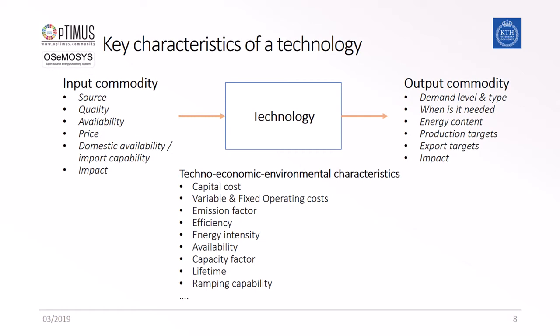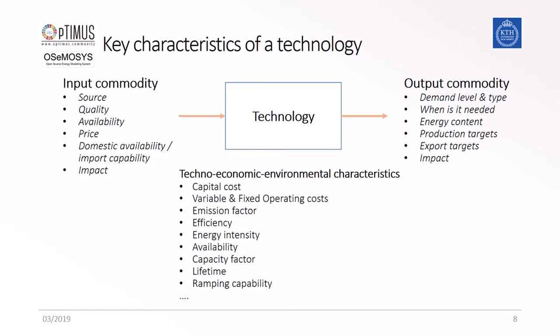Second, the output commodity, which represents the fuel leaving the technology, with characteristics such as demand levels, which can be further downstream when it's needed, energy content, production targets, export targets, and impact.